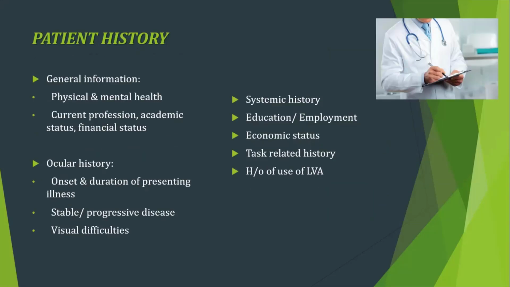So in history, you have to assess their general information like physical or mental health, what is the profession, academic status, financial status, or what is the ocular disease, whether it is a stable or a progressive disease, what are the visual difficulties of the patient, other systemic problems, and previous use of LVA.